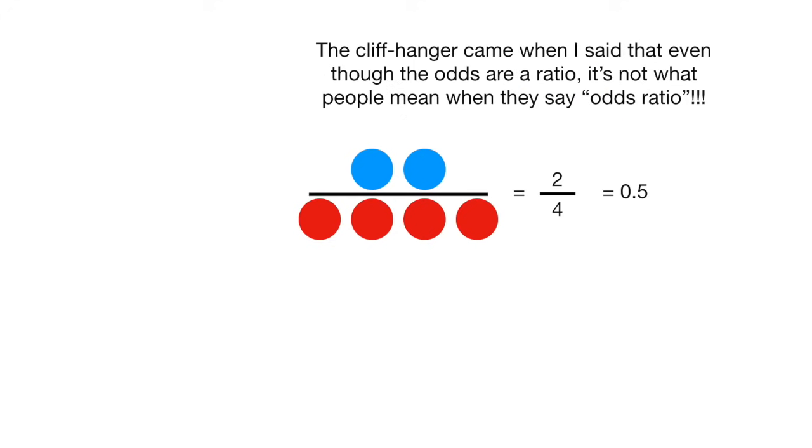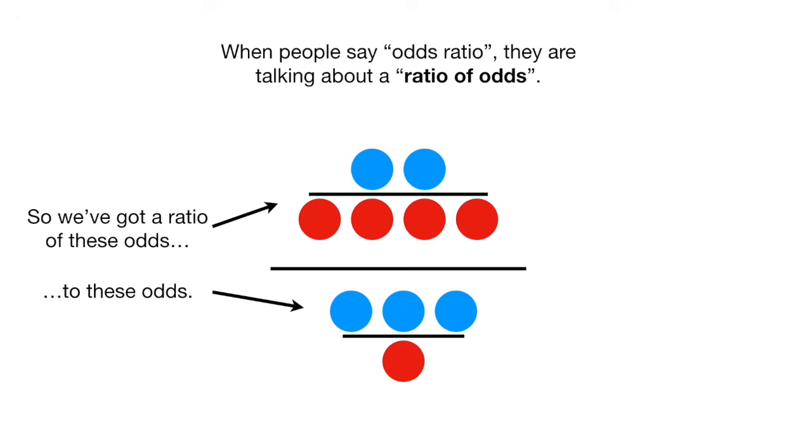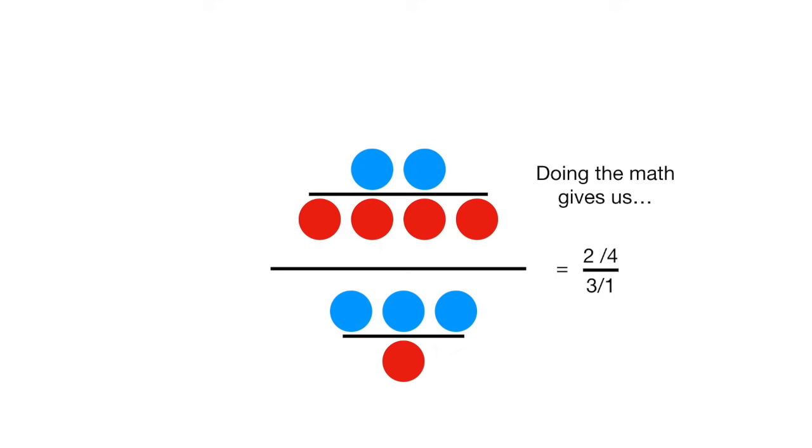The cliffhanger came when I said that even though the odds are a ratio, it's not what people mean when they say odds ratio. So let's clear this up once and for all. When people say odds ratio, they're talking about a ratio of odds. So we've got a ratio of these odds to these odds. Doing the math gives us 2 divided by 4 over 3 divided by 1. And that gives us 0.17.